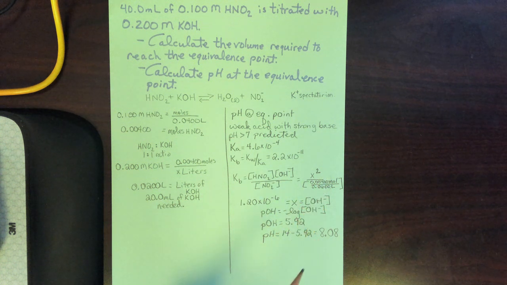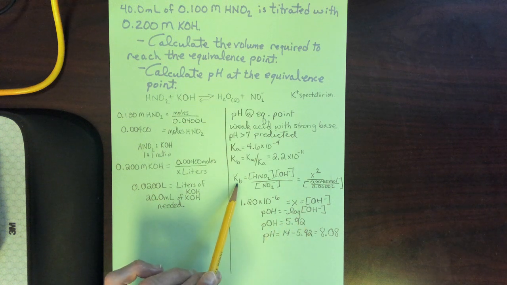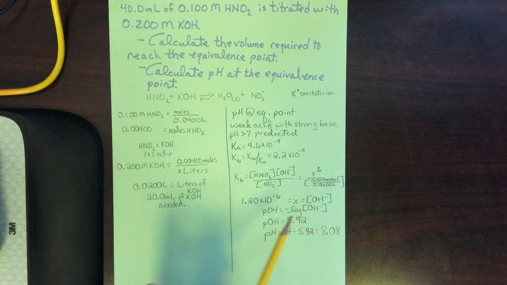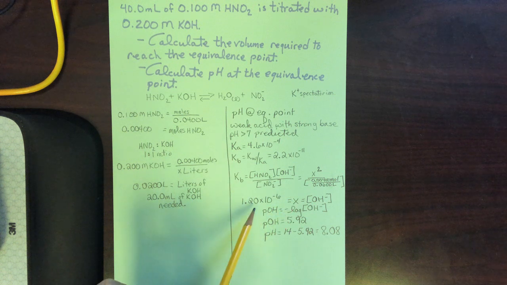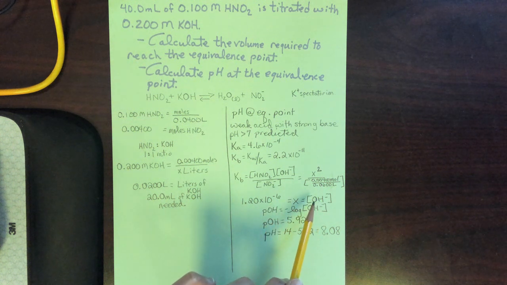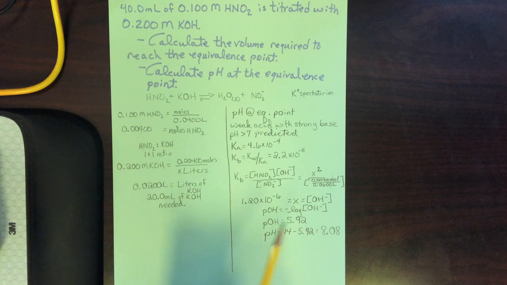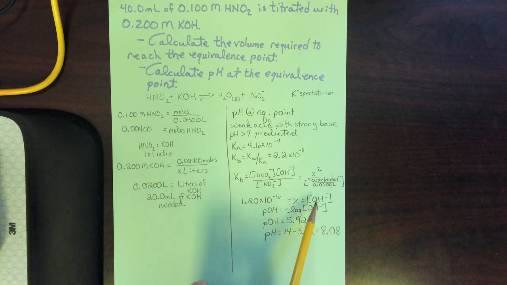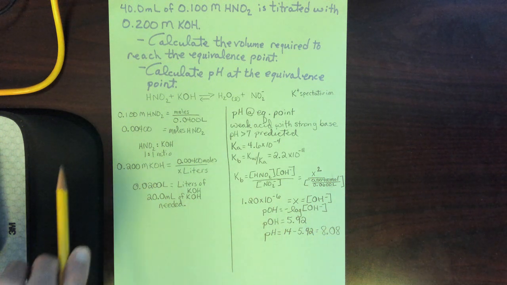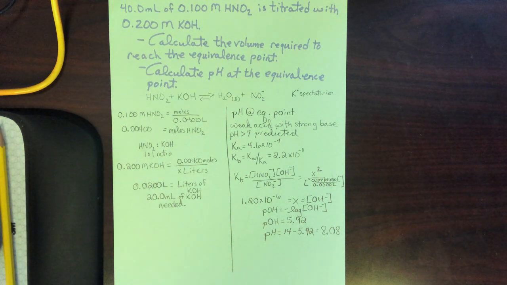So I then solve. Kb, 2.2 times 10 to the negative 11, multiplied by the molarity, yields x squared. Take the square root, and I get x to be equal to 1.20 times 10 to the negative 6, which is representative of that hydroxide ion concentration that I would see present at the equivalence point. I'm going to do a pOH, since this represents the hydroxide. Negative log of hydroxide concentration gives me a pOH of 5.92. Subtract from 14, and 8.08 is the new pH value at the equivalence point.